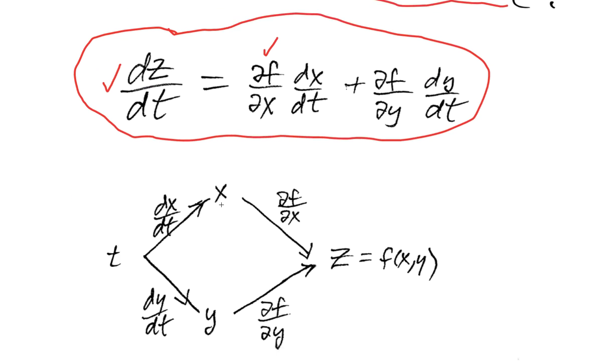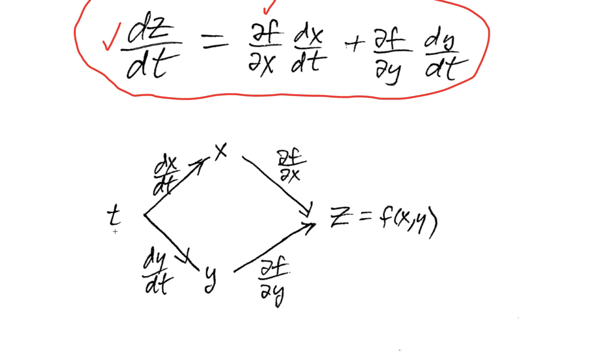Here's sort of a visual way sometimes people like to write this. I've got my original independent variable here. X and y are functions of that independent variable. So I've got a line going from t to x, indicating that x is dependent upon t, and the same thing here with the y. On the other hand, z is dependent upon both x and y, so I've got x and y together coming into z, so they're both pointing at z.